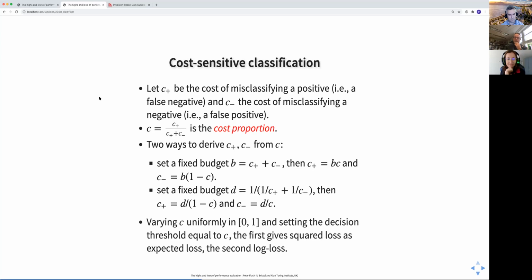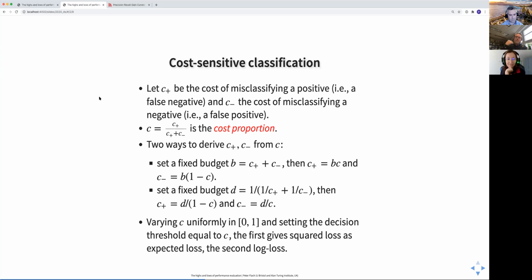So what we did in a paper with Jose Hernandez-Orallo and Cesar Ferri quite a while ago, which was published in JMLR, we asked ourselves, what happens if we vary C uniformly and we assume a calibrated classifier? Then the optimal thing to do is to set the decision threshold equal to C. What happens in that case? And we derived in that paper that if you follow the additive budget, the arithmetic one, the first of the 2 bullets, then we get squared loss, the Brier score.